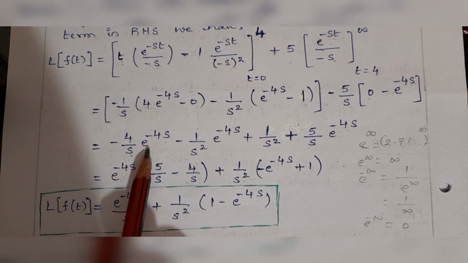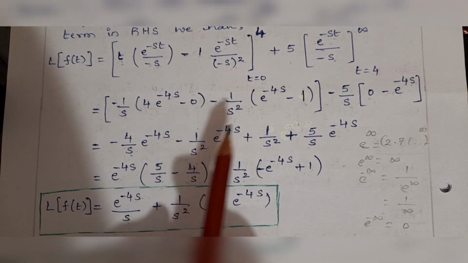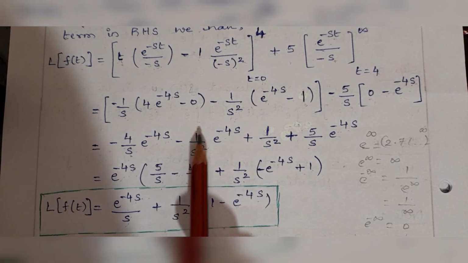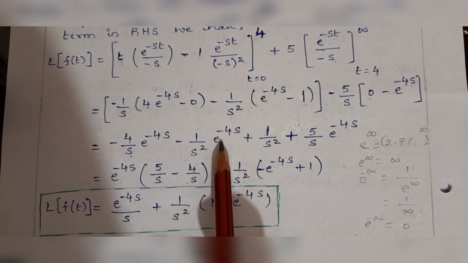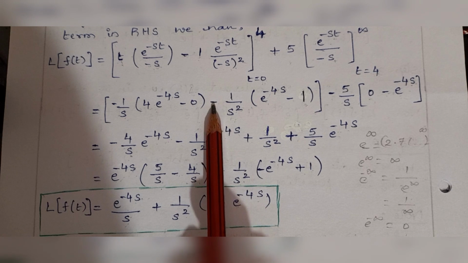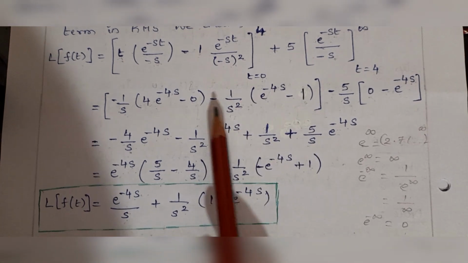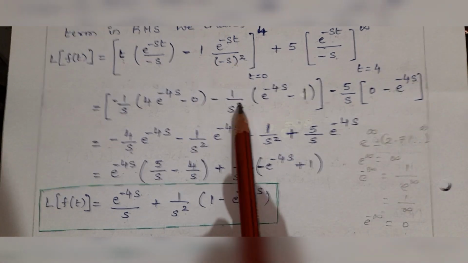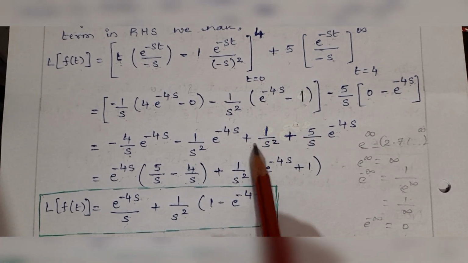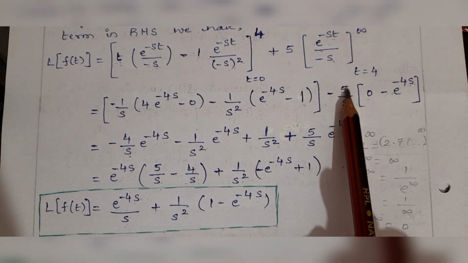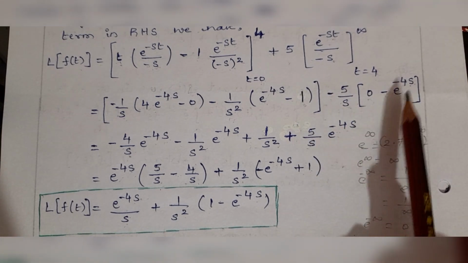-4/s into e power of -4s. Next, -1/s square into this one, so -1/s square e power of -4s. Next, -1/s square into -1 is plus, minus plus. 1/s square into 1 is 1/s square. Minus plus 5/s e power of -4s.